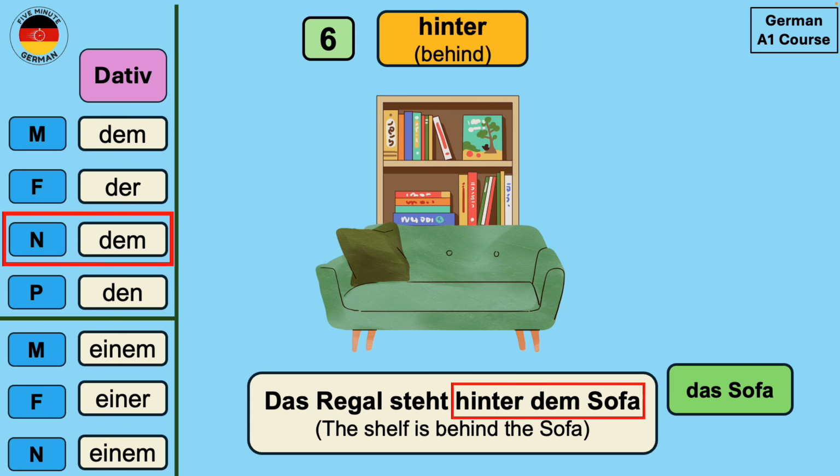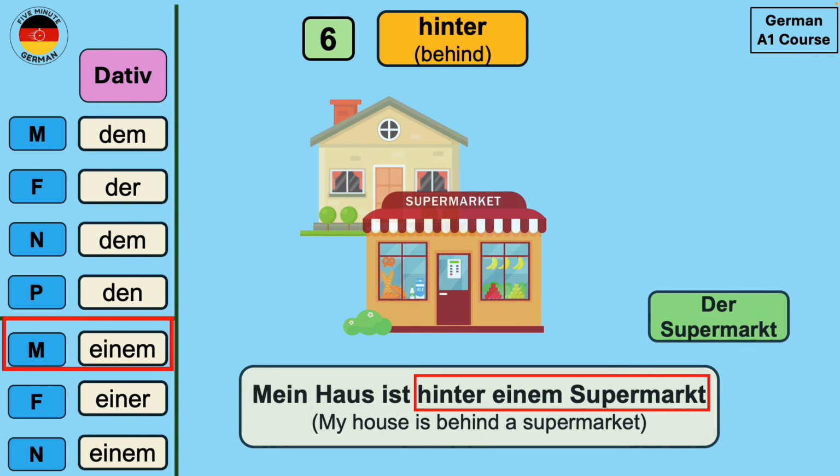And because it is the sofa, that's why we say dem Sofa. Now, if your house is behind a supermarket and you want to tell somebody the location of your house, then you can say, mein Haus ist hinter einem Supermarkt. My house is behind a supermarket. So this is also how you can use hinter.